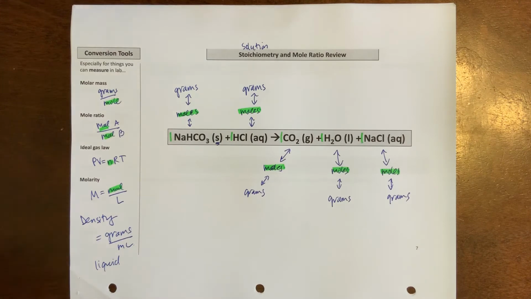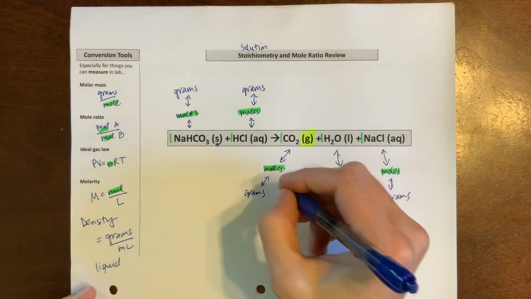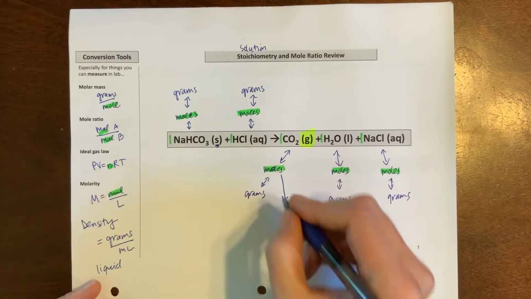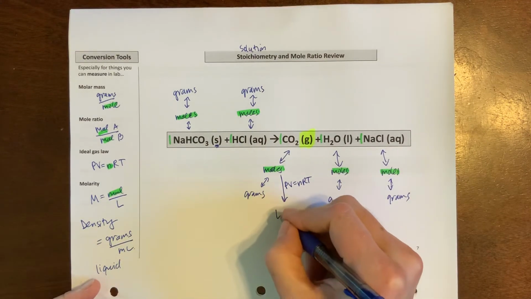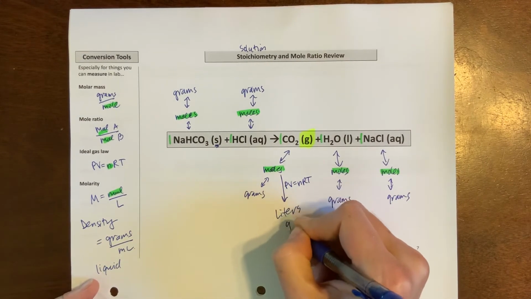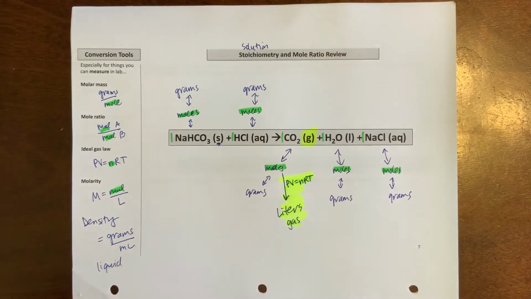So what if we have a gas? This is what we learned last chapter. If we have a gas and we can get to moles, then we can use our ideal gas law and maybe figure out instead what the liters of gas are. So that's a good little addition to our scheme here.